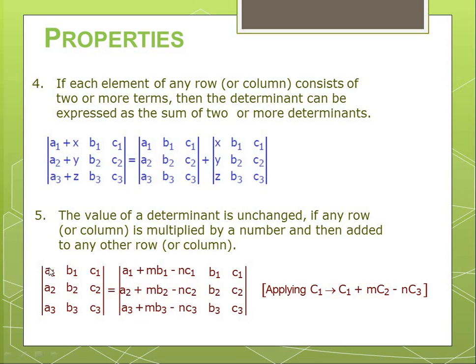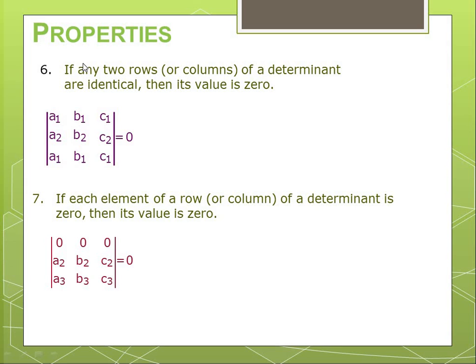Now you see that the first determinant is equal to the second determinant. So if I operate on any row or any column and add it with the other column, then the value of the determinant does not change. The same will apply to rows also. Next, this is also important.